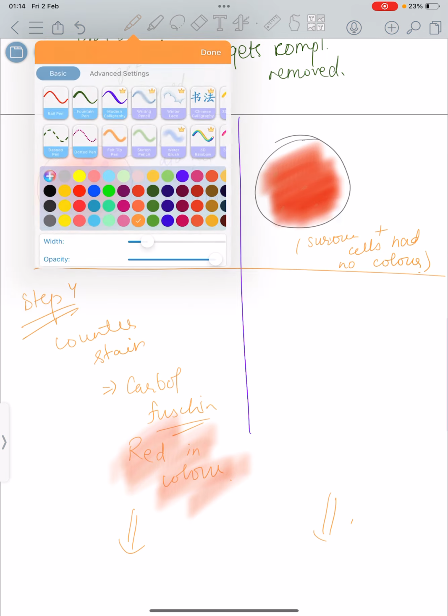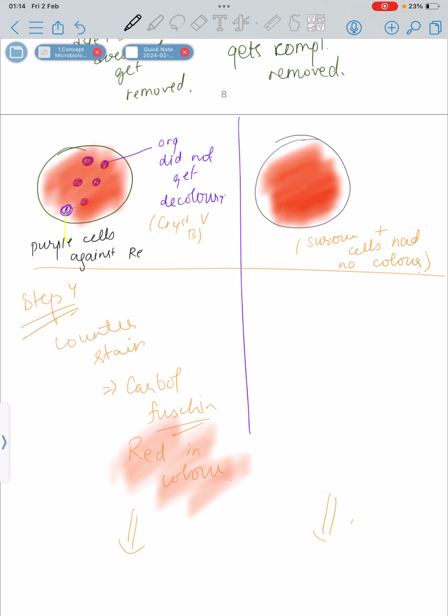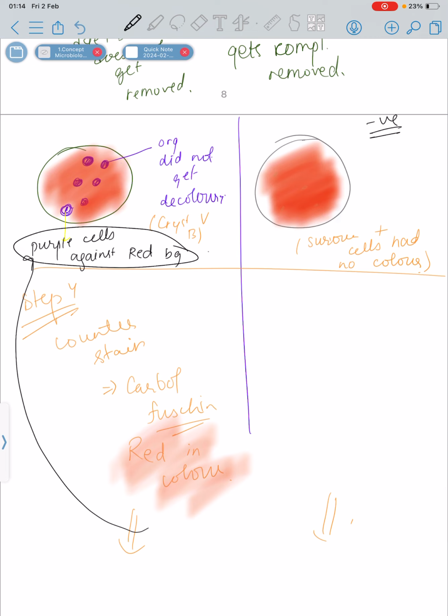So what you see is, in the case of gram positive, there are purple cells against a red background when we put this counter stain. In the case of gram negative, there are red cells against a red background. Clear? So this is what we obtained, and from there we classified.